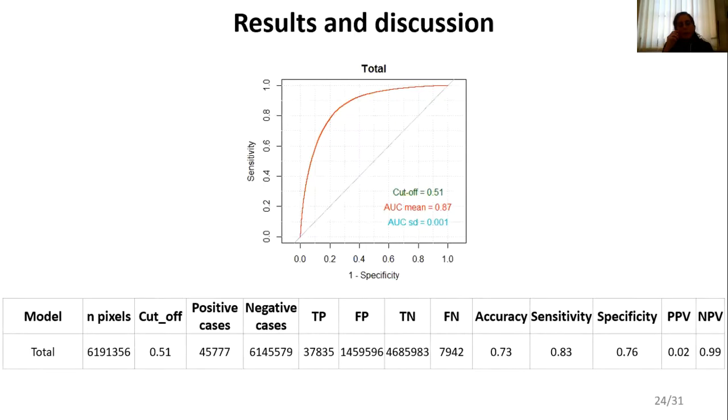Finally, excellent results arise when the total model is employed. The AUC value of 0.87 is very high, and the sensitivity shows that 83% of unstable cases are correctly predicted, and at the same time, a reasonable number of false positives is produced.